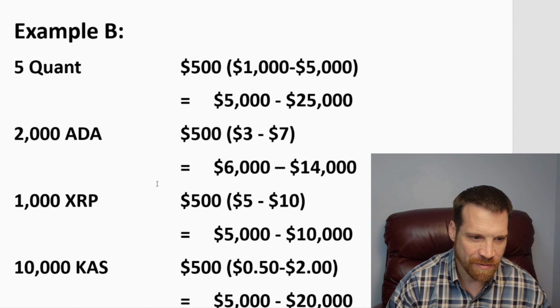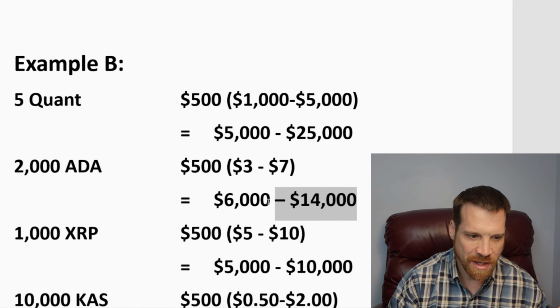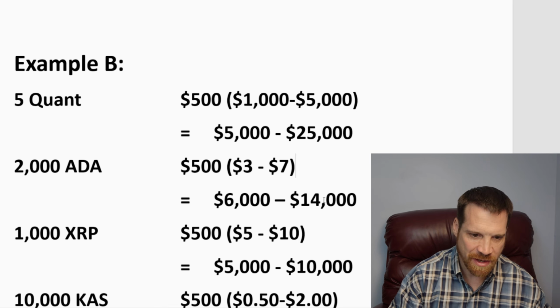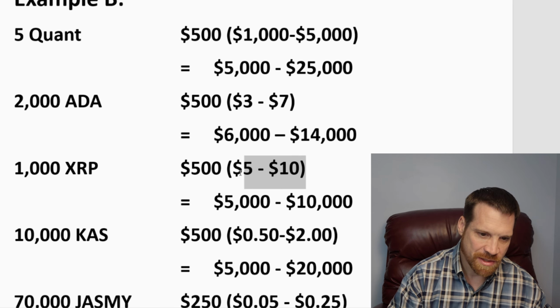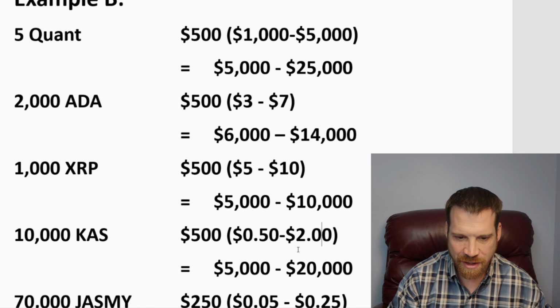Example B, I've got 5 Quant on here for $500. Again, 5,000 to 25,000 returns. 2,000 ADA for 6,000 to 14,000. ADA, I think, is going to get $3 to $7 in the upcoming bull run. Some people think it'll hit $7. Some people think it's more bullish. They're going to get better returns out of ADA than XRP.